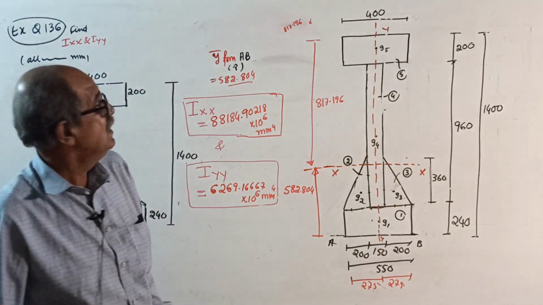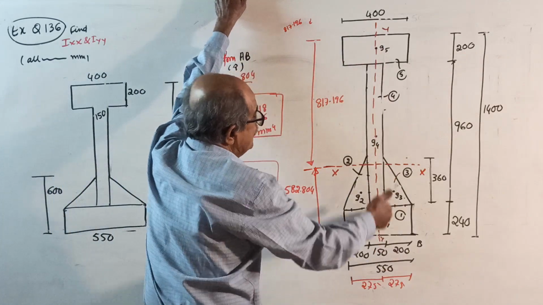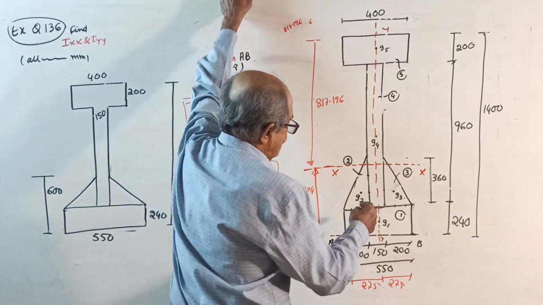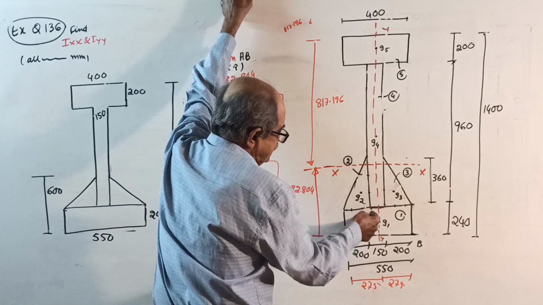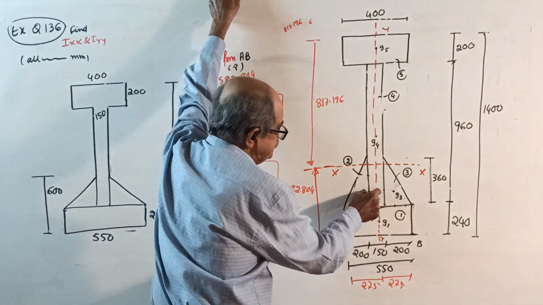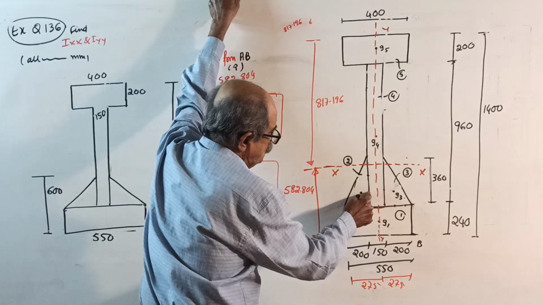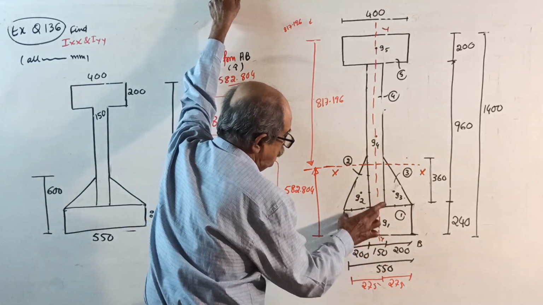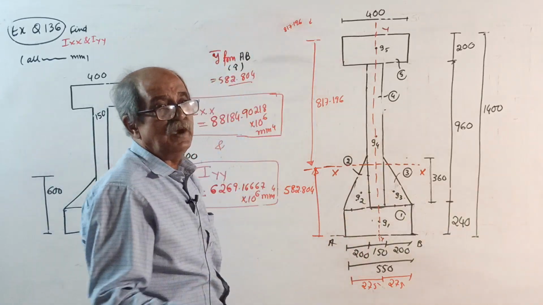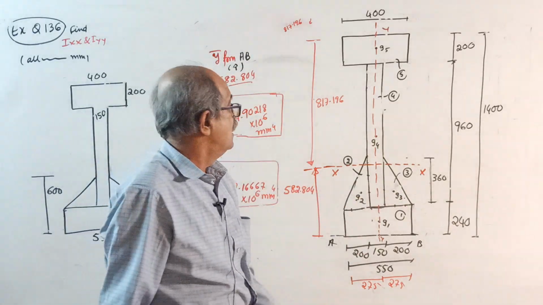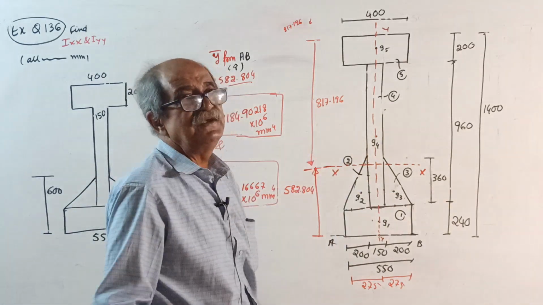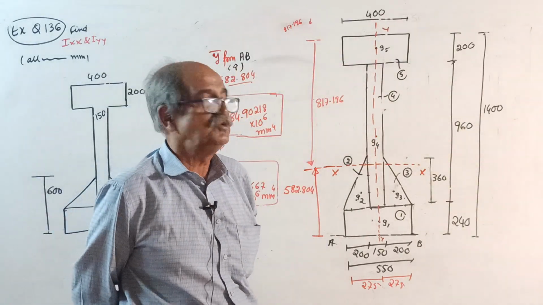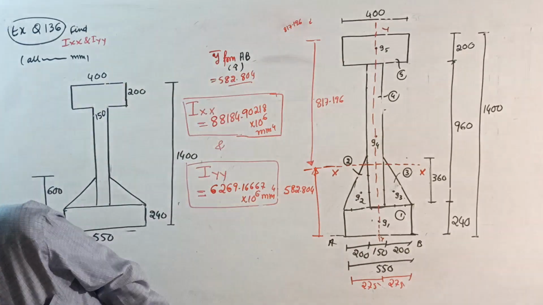I accept. Now I about the YY axis. 240 into 550 cube by 12 plus area into 0 square. I2: 360 into 200 cube by 36 plus area into this distance square. How much? 150 by 2 plus 1/3 of 200 whole square, or 275 minus 2/3 of 200 whole square. I3 is I2. I4: 960 into 150 cube by 12 plus area into 0 square. 5: 200 into 400 cube by 12 plus area into 0 square. Okay. I have to calculate, no? Calculate.